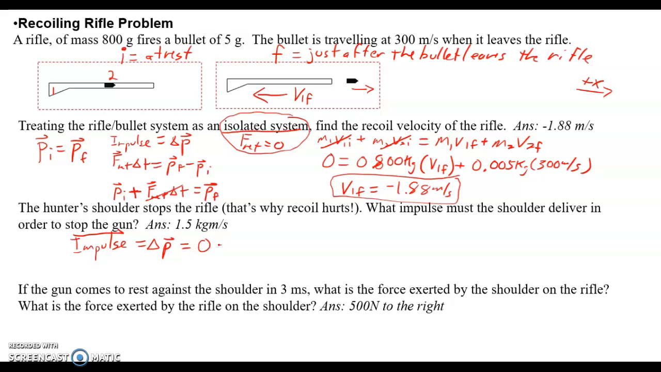The final momentum is 0, and the initial momentum is 0.800 kilograms times negative 1.88 meters per second. And then we calculate the impulse to be a positive number, and it comes out to be 1.5 kilogram meters per second.